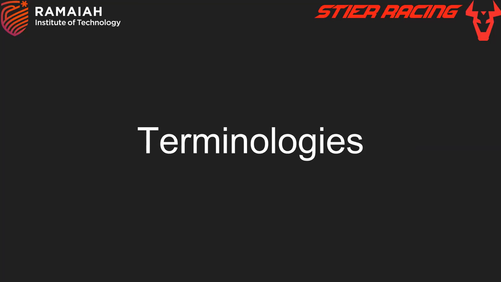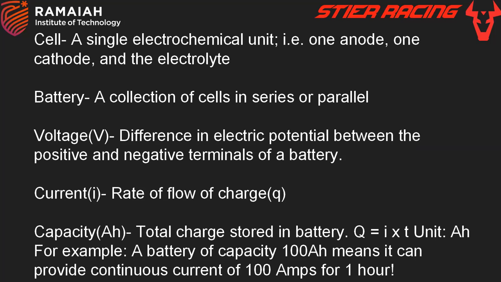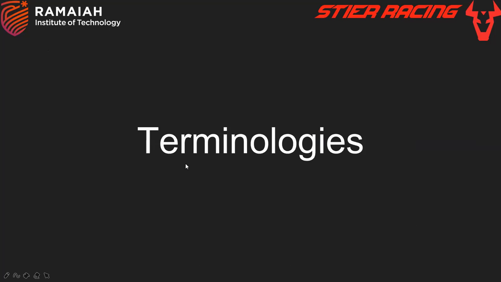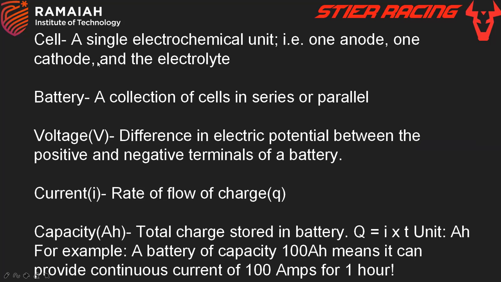I'll start with the basic terminologies for battery. Everyone knows a cell, right? I showed you in this picture: one anode, one cathode, and separator. This unit is called a cell, one anode, one cathode, and the electrolyte. And if you collect all of these cells and arrange them in series or parallel, we call that a battery.